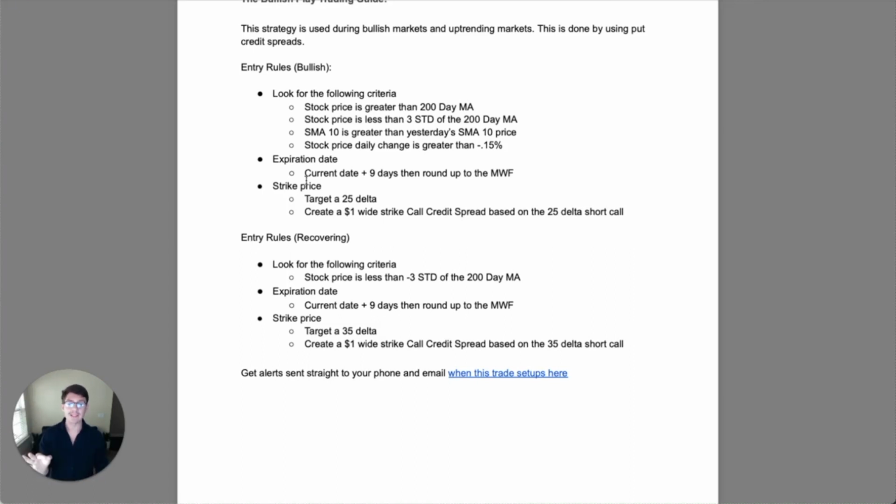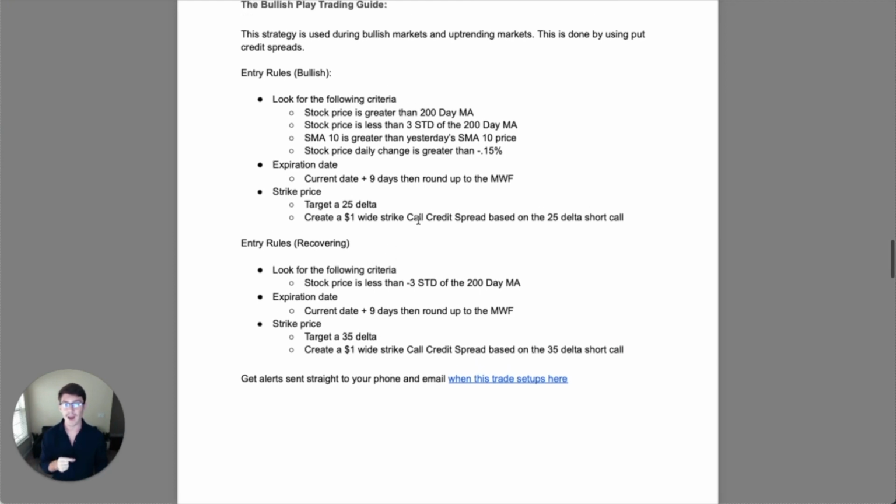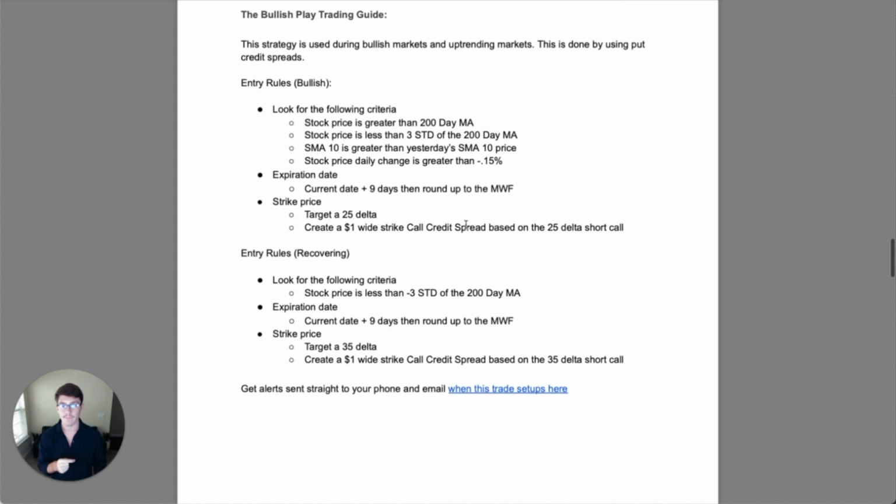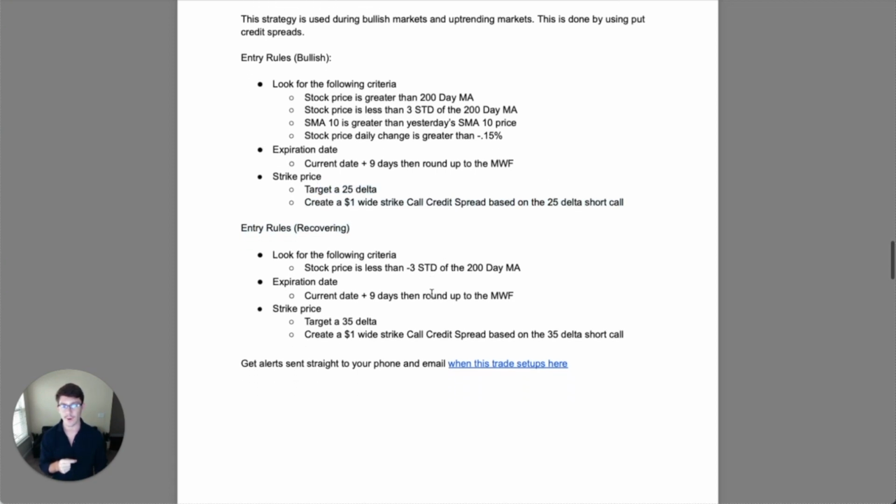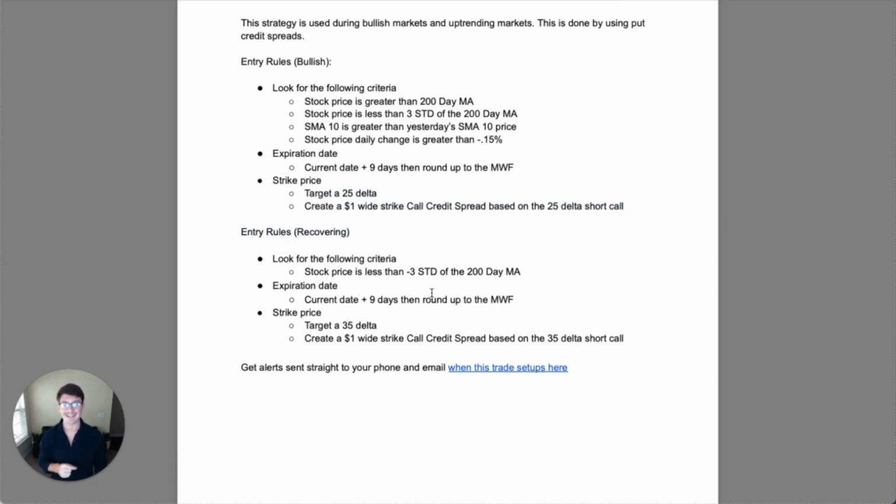Okay, next, again, we have percentages that we target, but just for easy math in general, we're looking to target a 25 delta. So we're looking to go 25 delta, which essentially means we're just going out pretty far from the stock price, roughly 1% away from the stock price, and we're going to enter a $1 wide trade. So that is kind of how we structure that. Again, this here is for some reason incorrect. I don't know why that's there. I will update that here in a second.